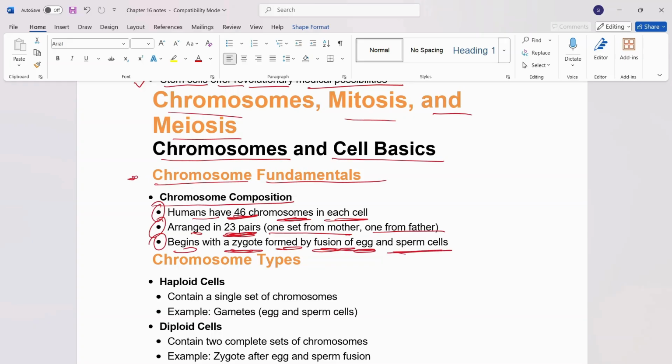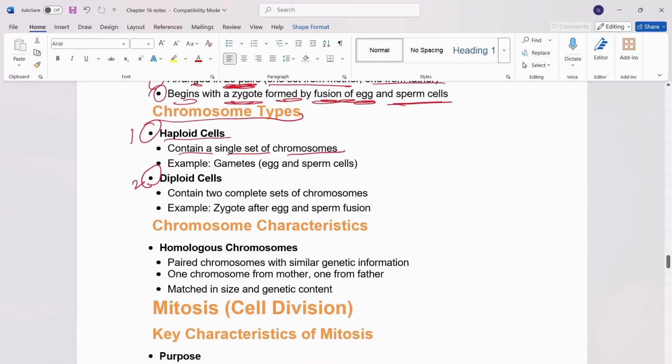Now for the types of chromosome sets, we have number 1, haploid cells, and number 2, diploid cells. Haploid cells contain a single set of chromosomes, for example gametes, egg and sperm cells. Diploid cells contain 2 complete sets of chromosomes, for example the zygote after egg and sperm fusion.